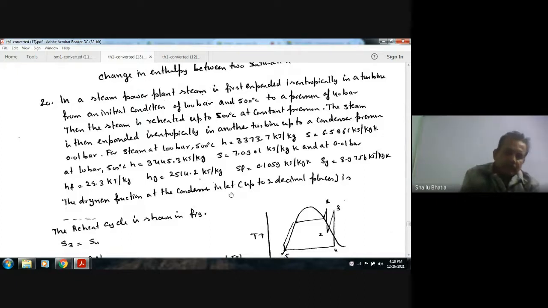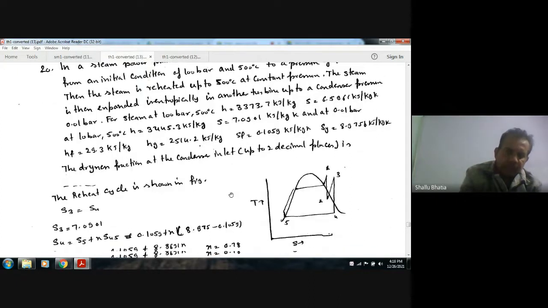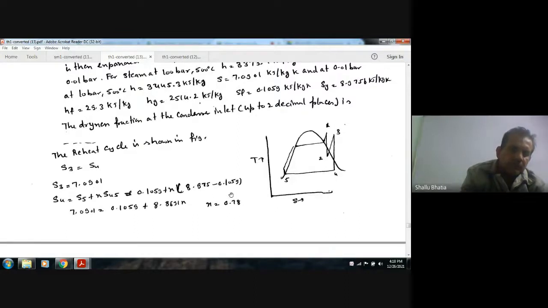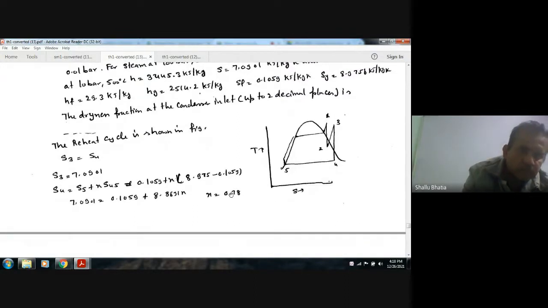The reheat cycle is shown in the figure. So this is the figure given. Oh no, this is not the figure, this is the solution. The reheat cycle is shown in the figure. So here S3 should be equal to S4, because this is the turbine exit, or condenser entry. So S3 should be equal to S4.